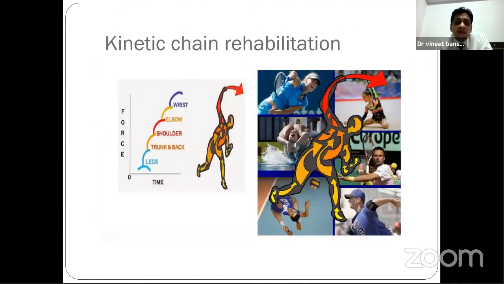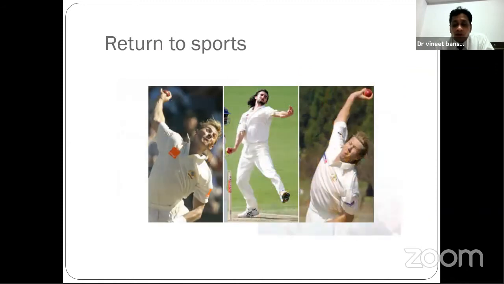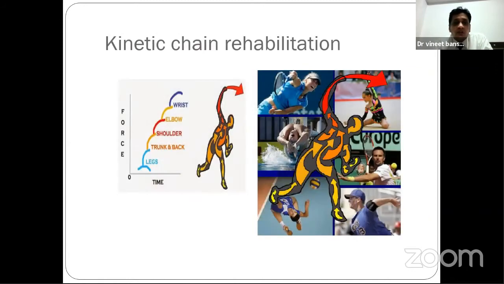So kinetic chain rehabilitation is a very important concept in the rehabilitation of sports injuries, and for those who like to go back to overhead sports. So in this concept, we explained to him: if you go to bowling, your force is coming from your legs and goes to the trunk and goes to the shoulder and is passed to your elbow, wrist and hand.